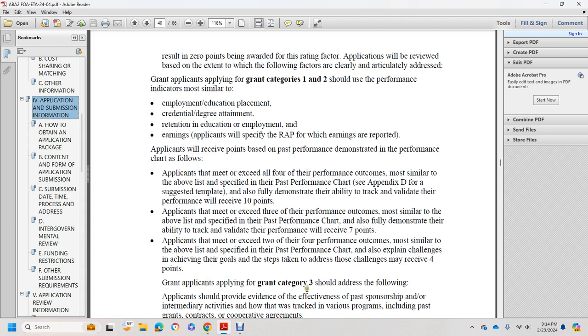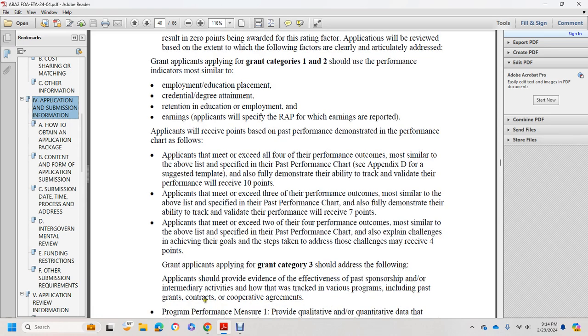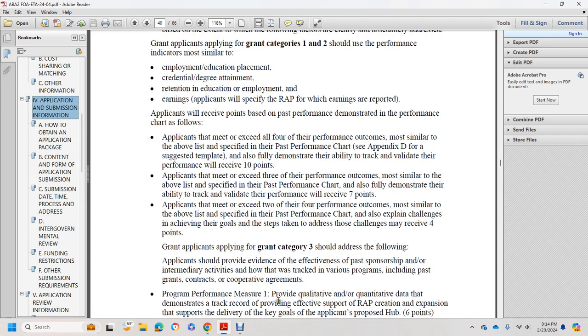Grant applications applying under grant category 3 should address the following. Applicants should provide evidence of the effectiveness of past sponsorship and/or intermediary activities, and how it was tracked in various programs, including past grants, contracts, and cooperative agreements.